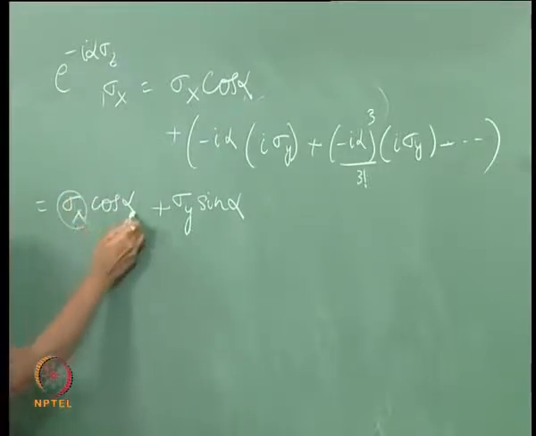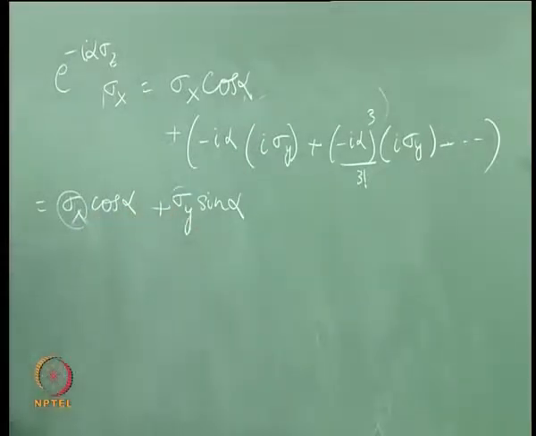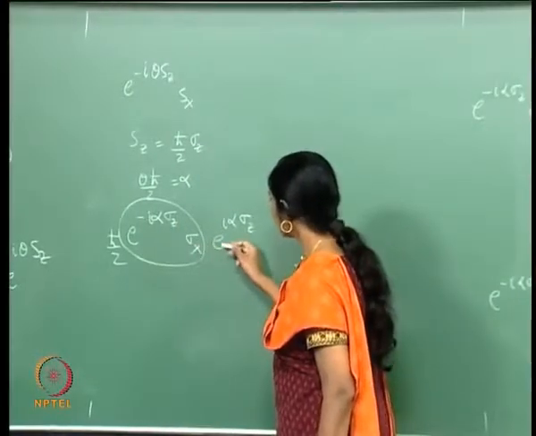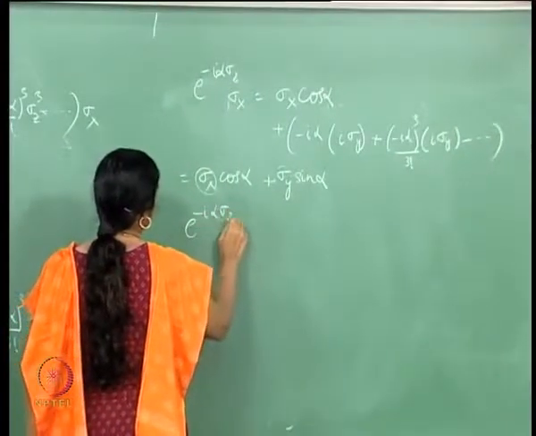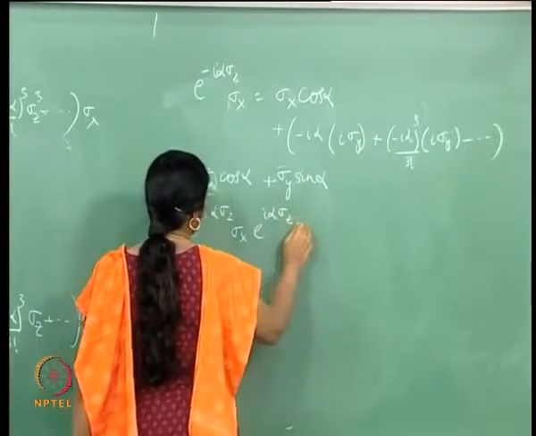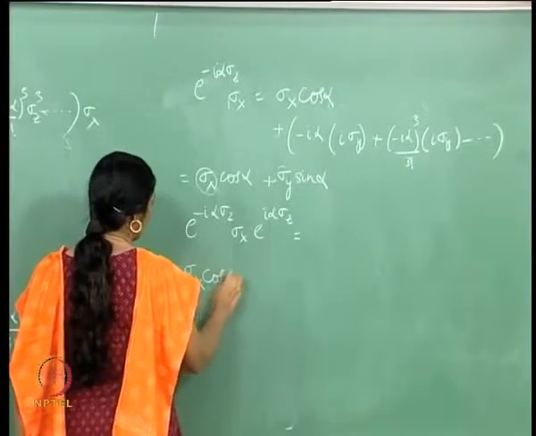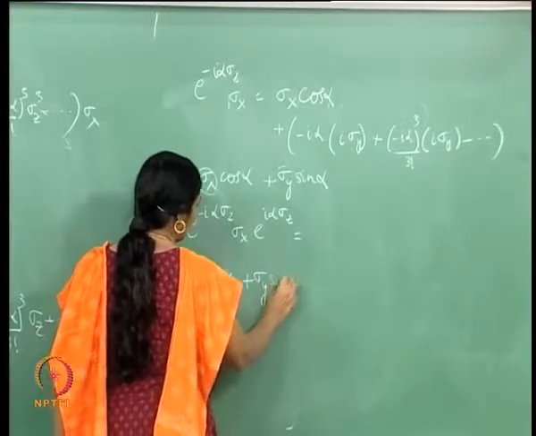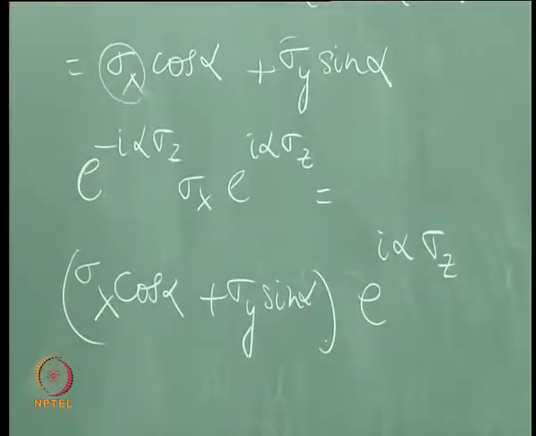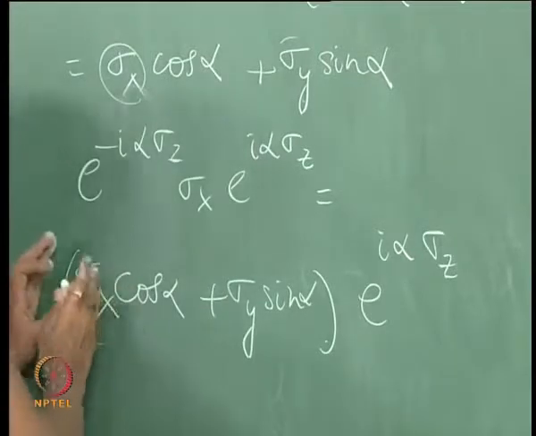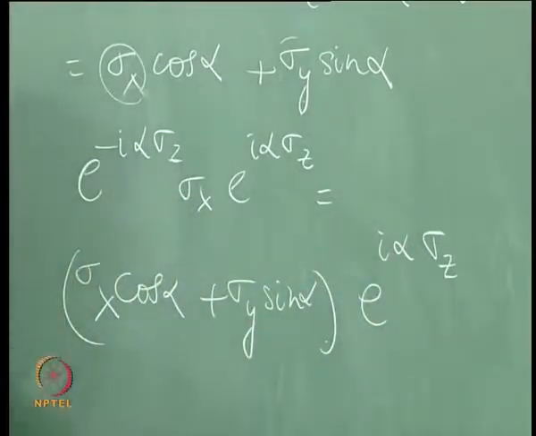This is a matrix. This is just a number. This is another matrix. I am expected to find e to the minus I alpha sigma z sigma x times e to the I alpha sigma z, and therefore, this is simply equal to sigma x cos alpha plus sigma y sin alpha multiplied by e to the I alpha sigma z. Since we are dealing with matrices, the ordering is extremely important. We should be careful that sigma x sigma z is not confused with sigma z sigma x.